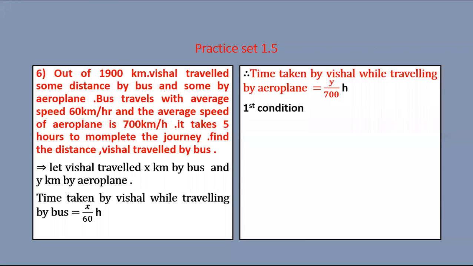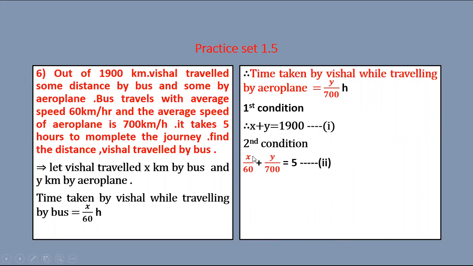First condition, out of 1900 kilometer Vishal traveled some distance by bus and some distance by aeroplane. Therefore, x plus y is equal to 1900. We get equation number 1. And second condition, time it takes 5 hours to complete the journey. Means time taken by bus x/60 plus time taken by aeroplane y/700 is equal to 5. We get equation number 2.